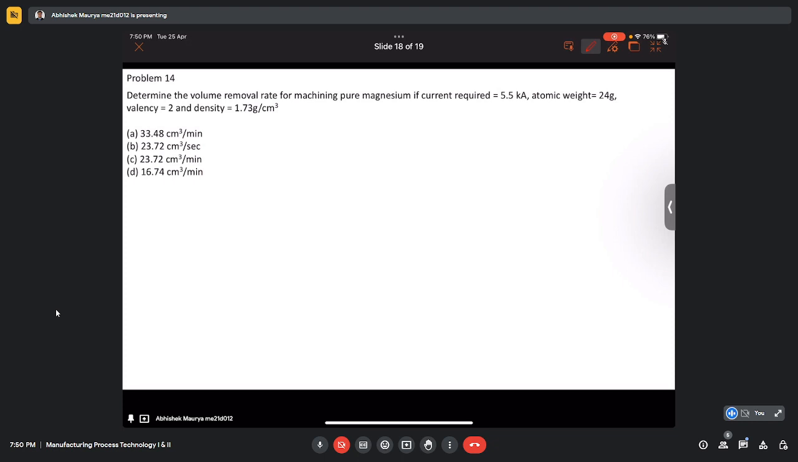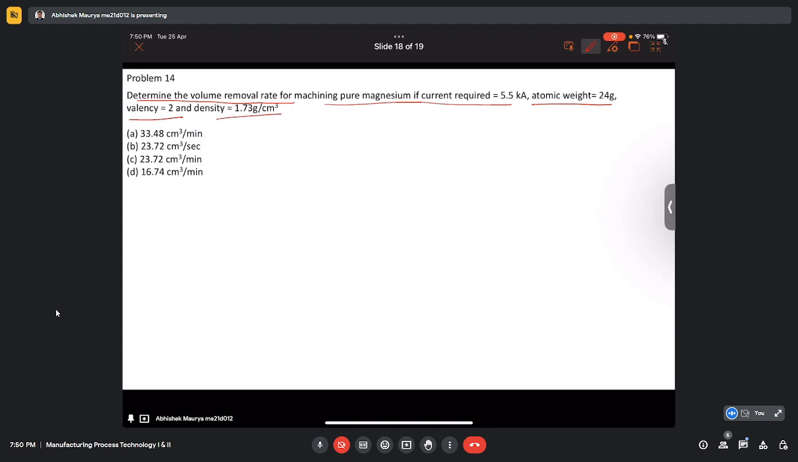Okay, so we will quickly discuss it together. What has been given here? Determine the volume removal rate for machining pure magnesium if current required is 5.5 kilo ampere, atomic weight is 24 grams, valence is 2, and density is 1.73 gram per centimeter cube.